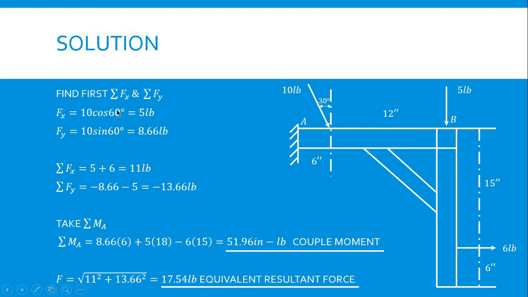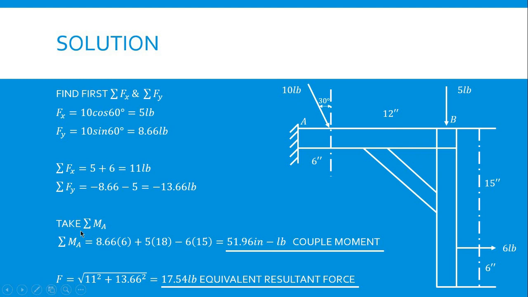Find first the summation of F of x and the summation of F of y. So we must get first the F of x and F of y in this area. So F of x is equal to 10 cosine 60 or 10 sine 30, which is equal to 5 pounds. For F of y is equal to 10 sine 60 or 10 cosine 30, which is equal to 8.66 pounds. By getting the summation of F of x, which is 5 pound plus 6 pound in this area, we will get 11 pounds. And the summation of F of y is equal to negative 8.66 since the arrow is going down, minus 5 pound, which gives us a total of negative 13.66 pounds.